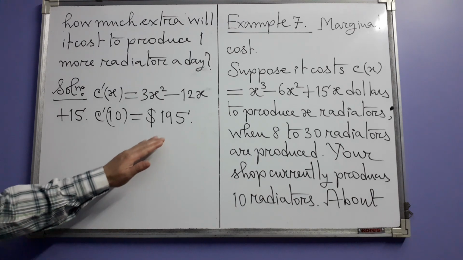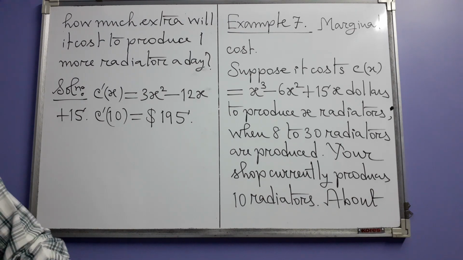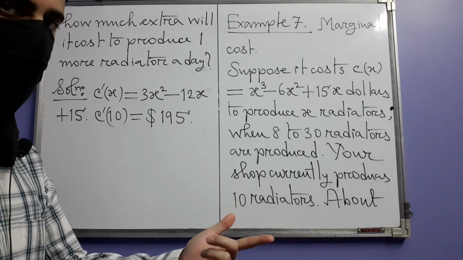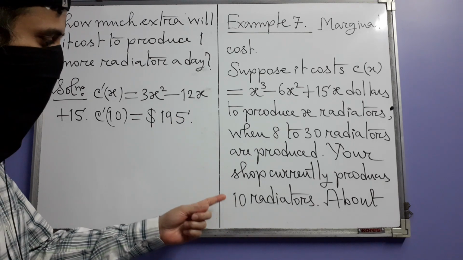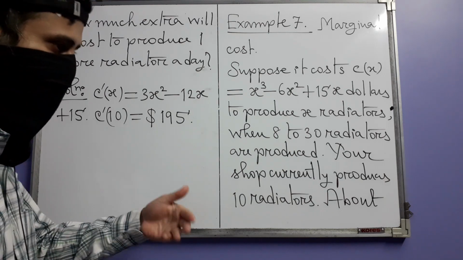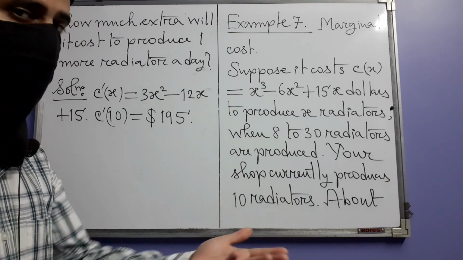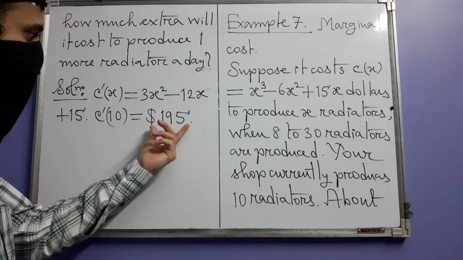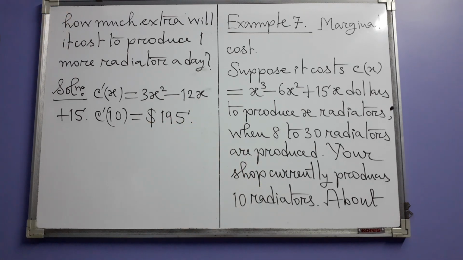So it will cost $195 to produce one more radiator per day if your shop currently produces 10 radiators. That means if it keeps on producing 11 radiators, say starting from some day, then this much will be the extra cost. That is the marginal cost.